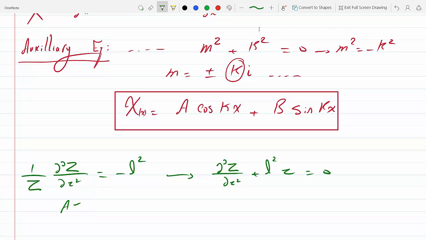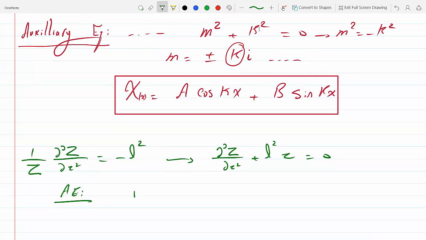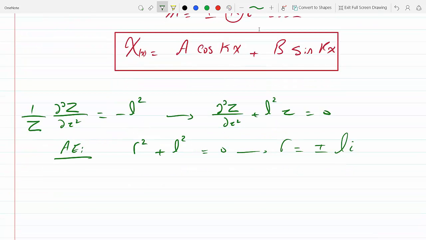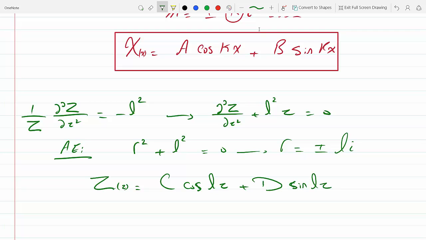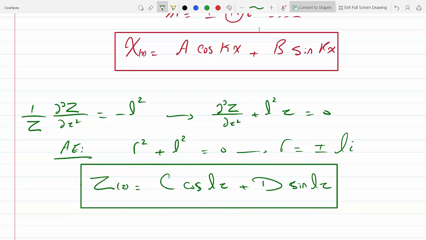Second order, auxiliary equation. You will get r squared plus L squared equals 0, which makes r equal plus or minus Li, identical to the x equation, and we will get Z equals C cosine Lz plus D sine Lz. Okay, here we go. That's our z one. Now let's go to the last guy.